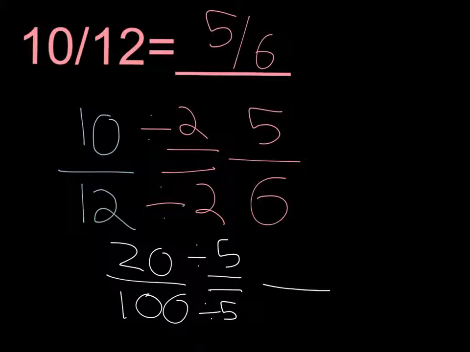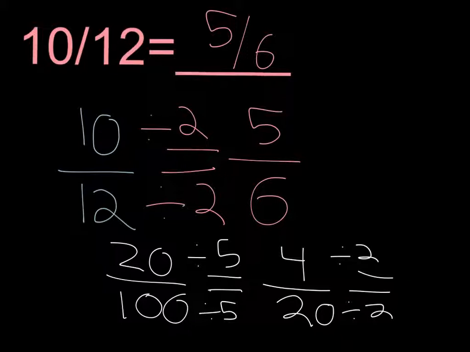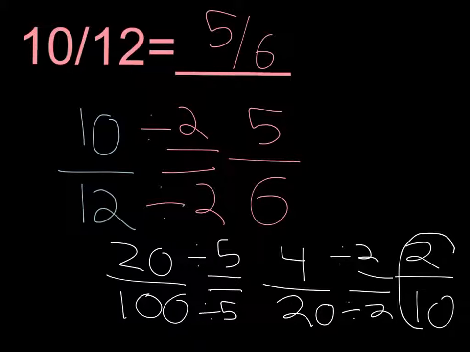So 20 divided by 5 equals 4. Now 100 divided by 5 equals 20. So 4 over 20. Let's simplify that so it's an easier fraction to understand. Let's divide them by 2 because it's the greatest number you can divide them by. So 4 divided by 2 equals 2, and 20 divided by 2 equals 10. So 2/10 would be an equivalent fraction for 20 100ths.